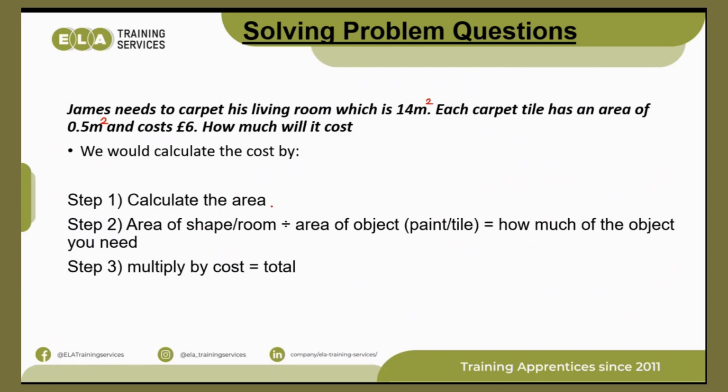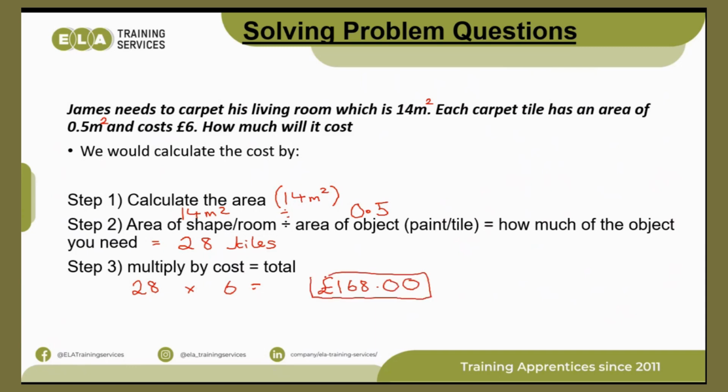So we calculate the cost by calculating the area first. Now this one, it's given to us, so we're going to say 14 metres squared. Then we calculate the area of the shape of the room, which we know is 14 metres squared, and we divide that by the area of the object, so whether that's paint or tile, what can be covered, which is 0.5. So we do 14 divided by 0.5, and that tells us how much of the object we need, which is then 28 tiles. And then to find out our last bit is to multiply by our cost. So then we're going to do 28 multiplied by £6, and that gives us a total of £168.